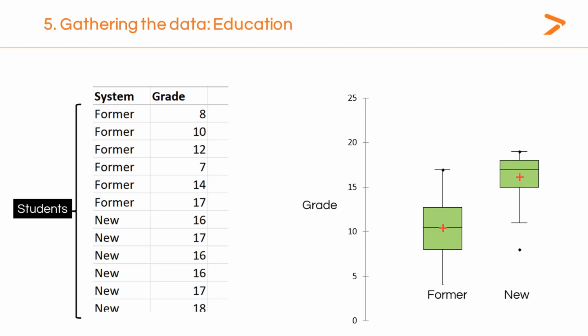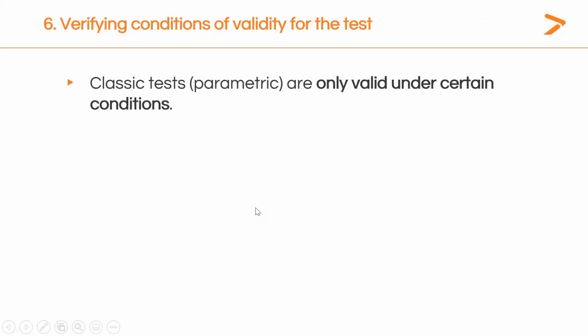So each row corresponds to a student. Some students were submitted to the former system, and other students were submitted to the new system. As you can see, if we display a box plot of the grades, we see that for the new system, we have values which are higher than the current. So we may expect that we would obtain a significant difference between the two groups thanks to the test.